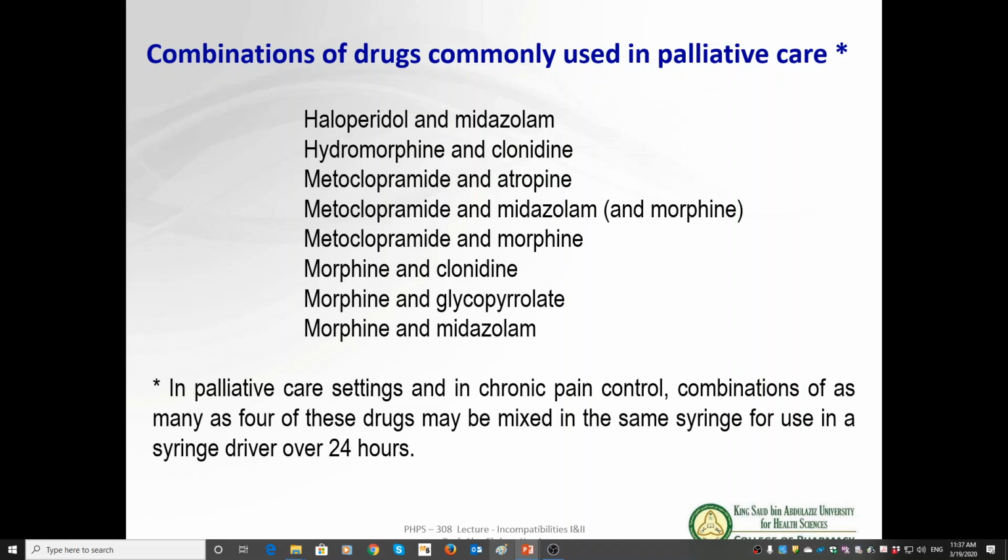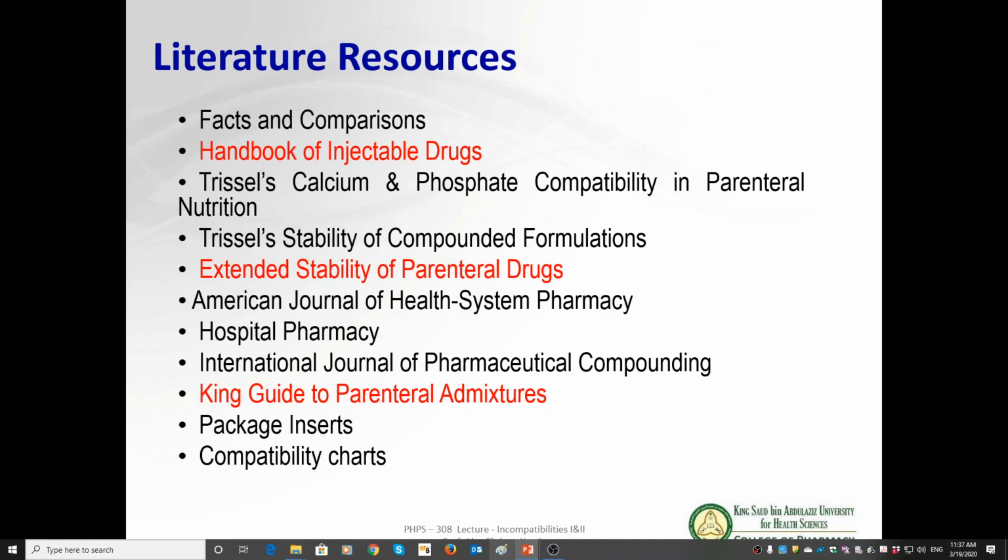evidence-based information present in the literature. So what are the main literature sources? These are all evidence-based literature sources, but I made these three in red to be of priority for parenteral incompatibility. These are specialized in parenteral incompatibility. You might find information in the others, but these are the most common for you to find this information. Mix or not to mix: what is the evidence in the literature of compatibility or incompatibility?